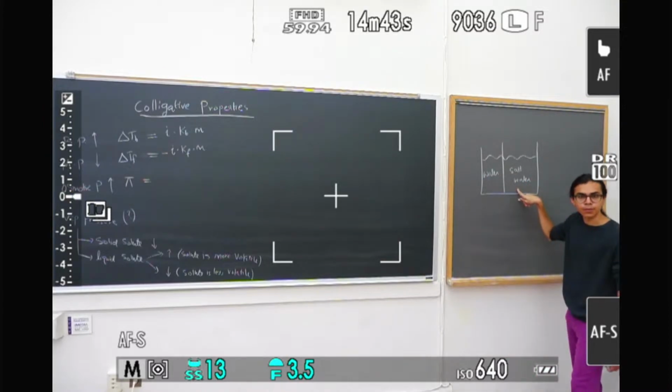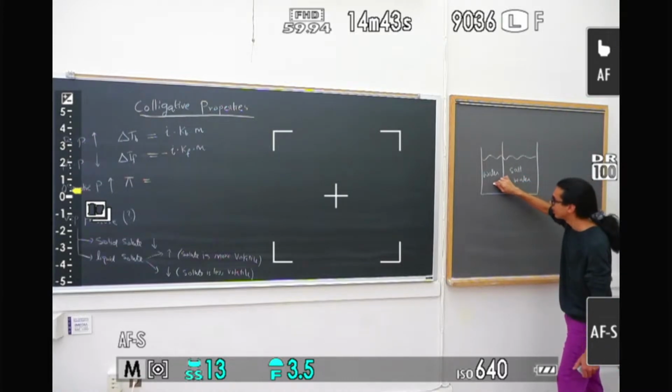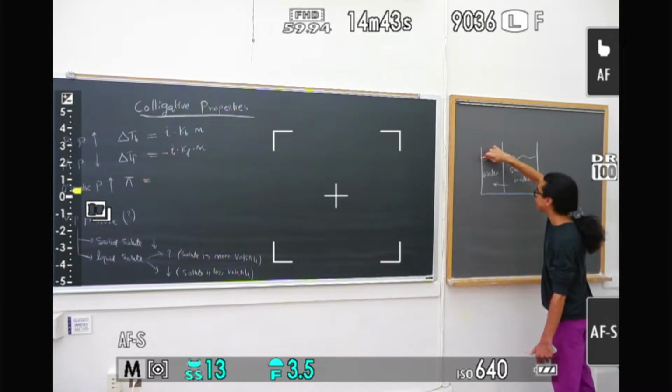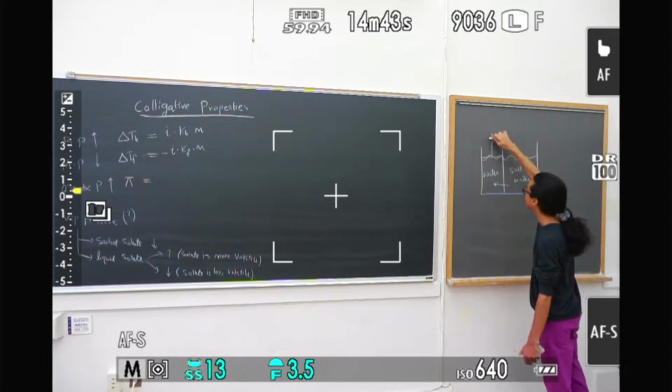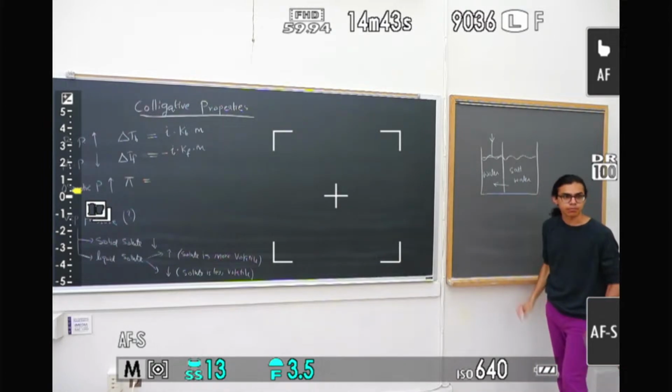Things like to flow from higher concentration to lower concentration, so water will naturally flow this way. But to stop that osmosis, you want to apply some pressure here to make that stop, right? That was the whole purpose of osmotic pressure.